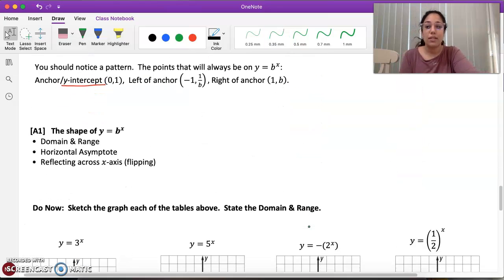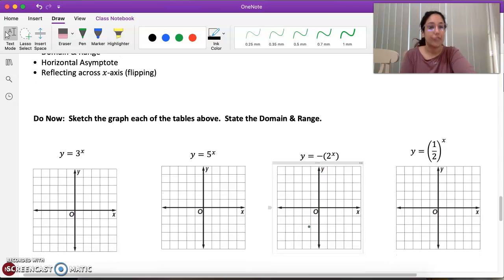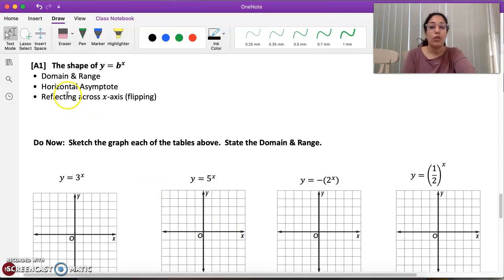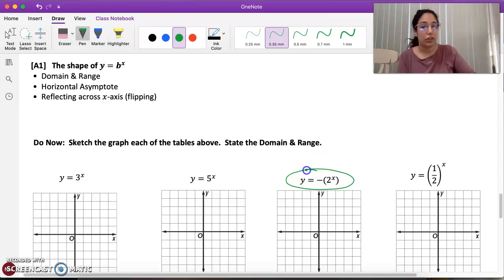So then what happens with the graph? Let's look at that. We're basically going to take those tables and graph them, exactly what we just did. So notice there's always going to be a domain and range, a horizontal asymptote, which we went over in class, and then I'm going to talk about the reflecting when it comes to this function right here.